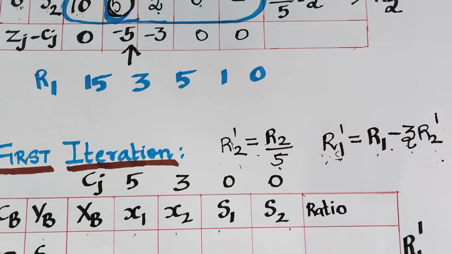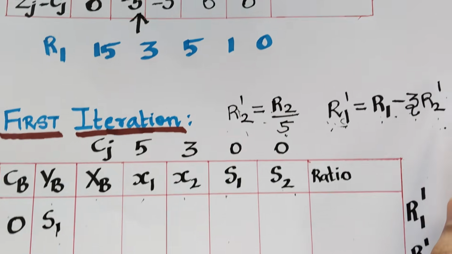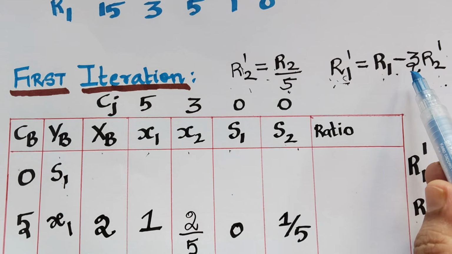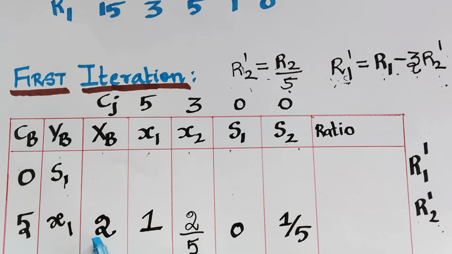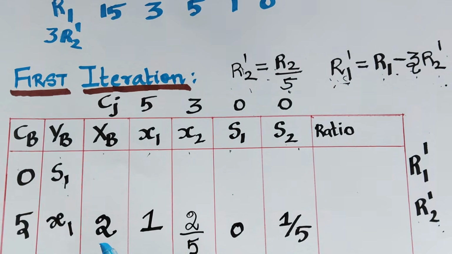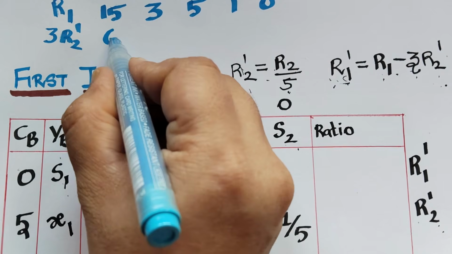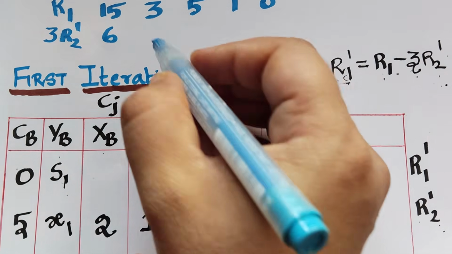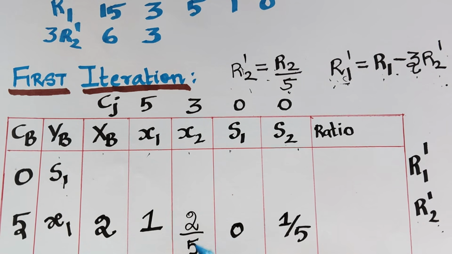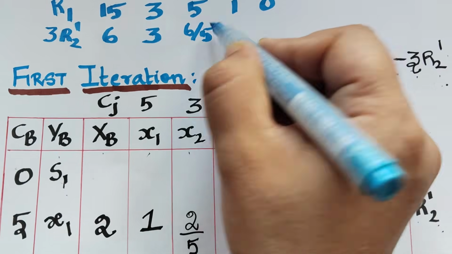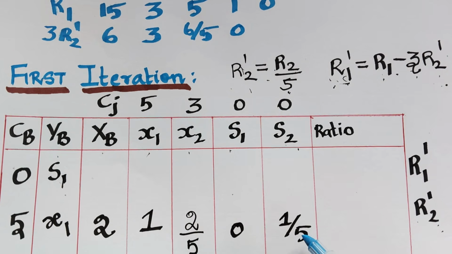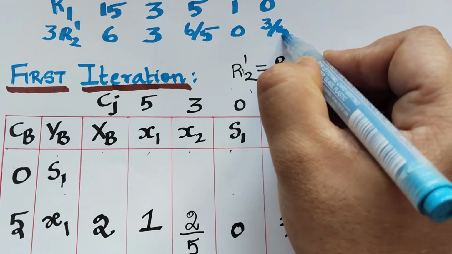Next, 3R2 dash I need. R2 dash is this row that we have newly found. That has to be multiplied by 3. What is the first element here? 2. So I am going to write 3R2 dash. 3 multiplied with 2 is 6. And then 3 multiplied with 1 is 3. Then 3 multiplied with 2 by 5 is 6 by 5. 3 multiplied with 0 is 0. And then 3 multiplied with 1 by 5 is 3 by 5.